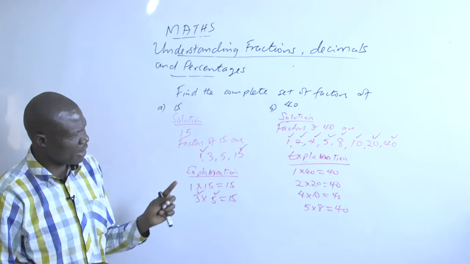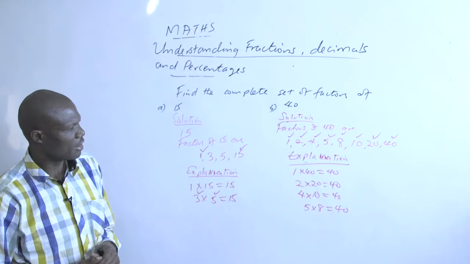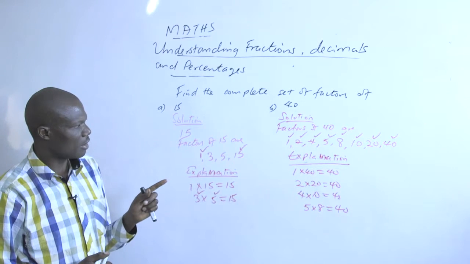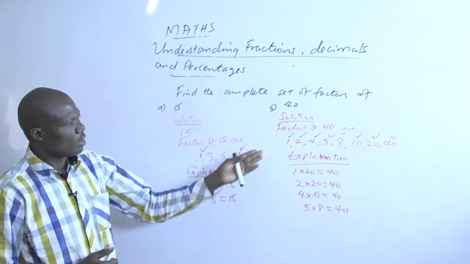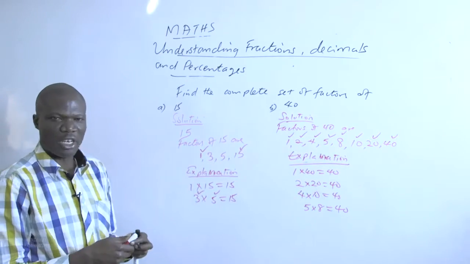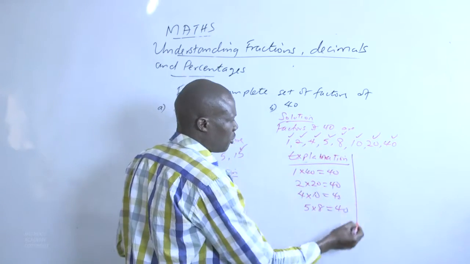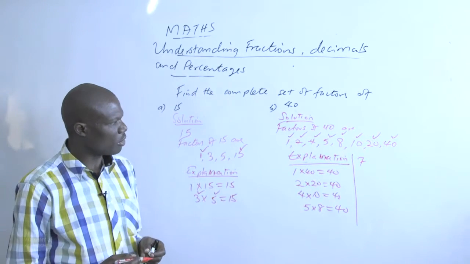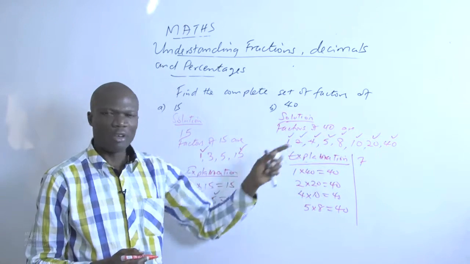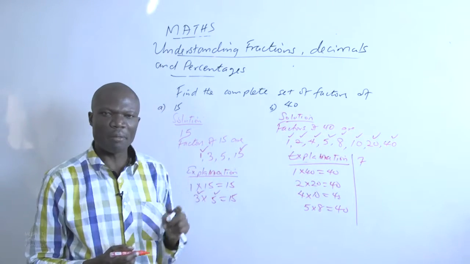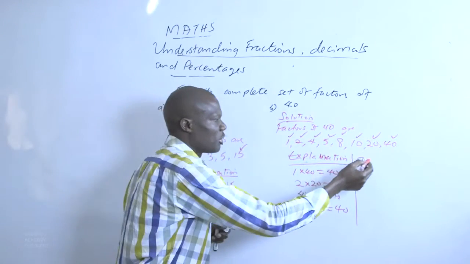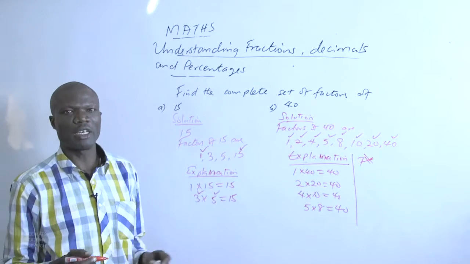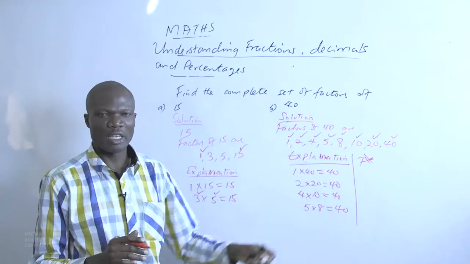Supposing we took a number that is not a factor, would the work be done? How come we've only settled on this? Let us try out 7. Supposing one of you wrote 7 as a factor. Is it possible? Can 7 divide 40 evenly without a remainder? You'll find that it is not possible, because we said factors are only those numbers which divide a number evenly. So 7 cannot.